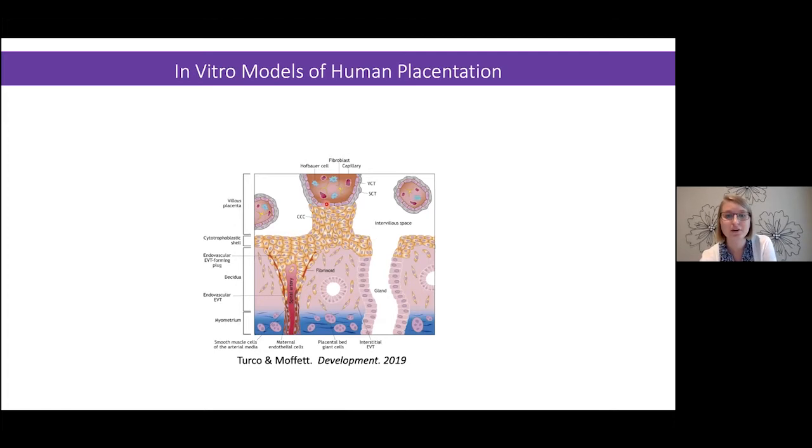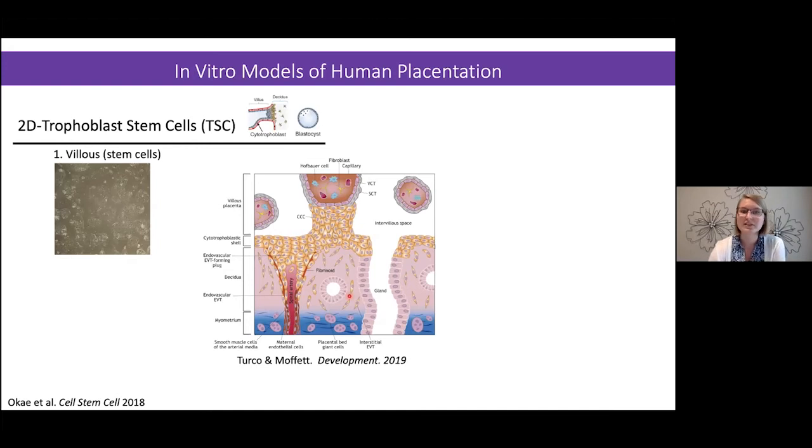So this is directly the communication between the mother and the fetus during pregnancy. And then you also have trophoblast cells that will invade into the uterine wall and migrate and remodel the spiral artery to open up blood supply. And they'll also interact with maternal cells in the uterine wall.